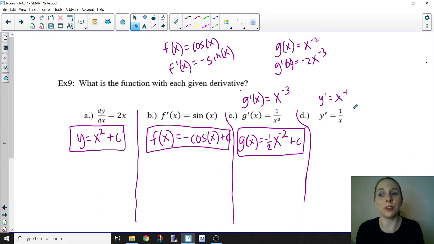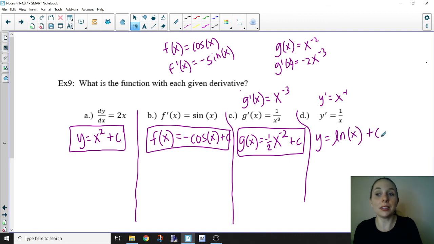This one's a special function, so you sort of have to just remember it or look it up. The antiderivative, or the function that when you take its derivative is 1 over x, is the ln of x plus c.